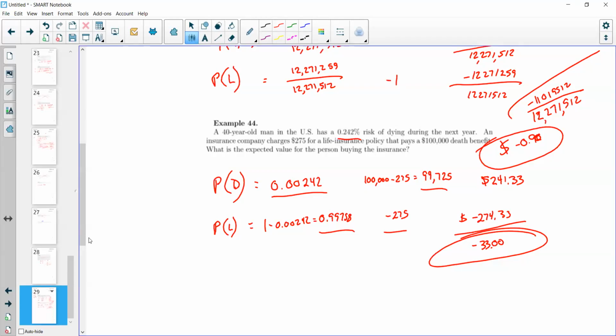And this is how insurance companies make their money. They have, I believe the term is an actuary. He calculates the probability of different people dying. They create a table. And you can use that information to get an idea of how much to charge. If they wanted to make $33 on average for everybody that bought that insurance policy, this would be the rate they would charge, $275. If they wanted to make more, maybe they charge $300. So any questions on how this works?